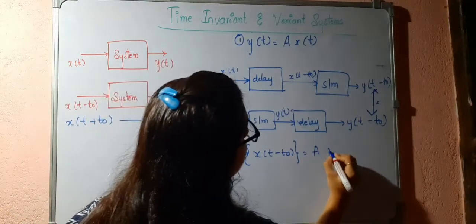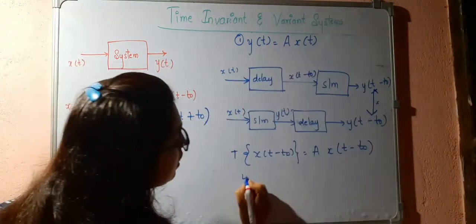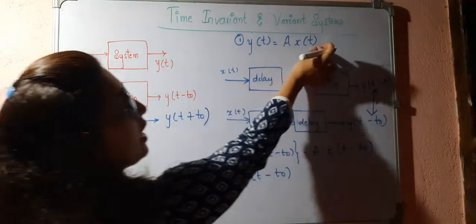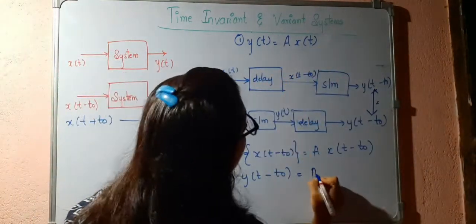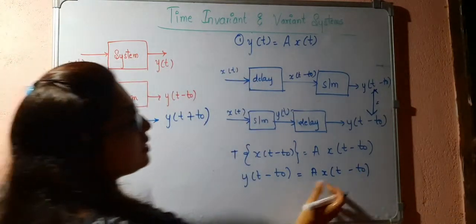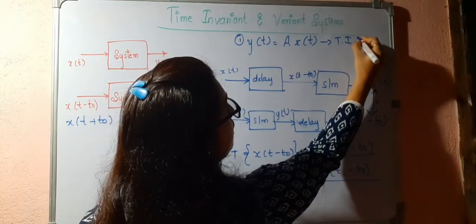So it is a x of t minus t naught. Now if I am passing this output through the delay, I have to change the t by t minus t naught. Sorry, t minus t naught. So now I can see these both are equal. So this is the time invariant system.